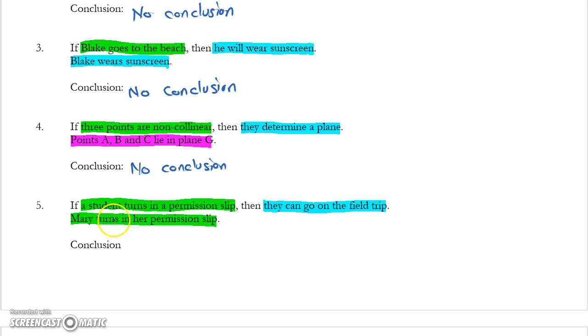In number 5, a student turns in a permission slip. They can go on the field trip. Mary turns in her permission slip. Logically, that matches my hypothesis. We can conclude that Mary can go on the field trip.